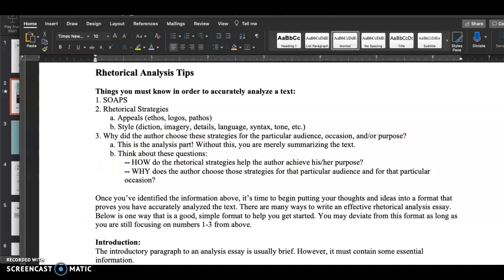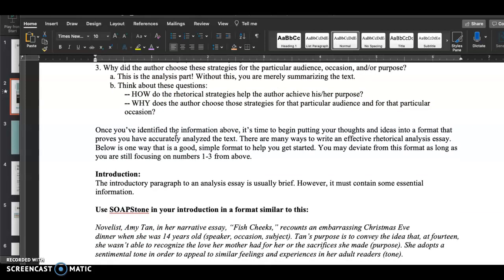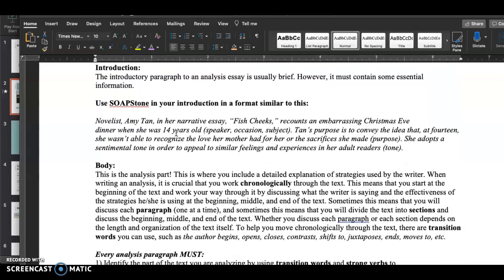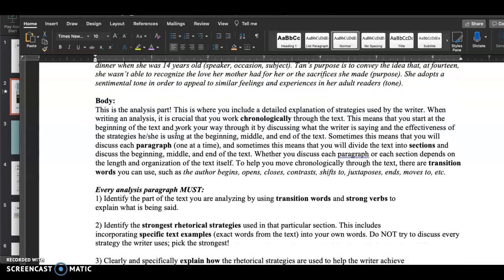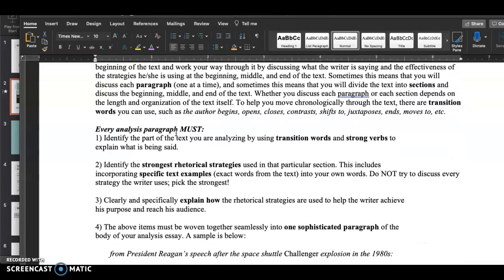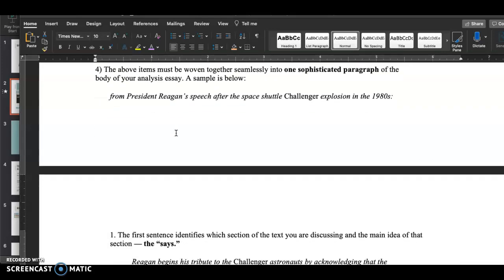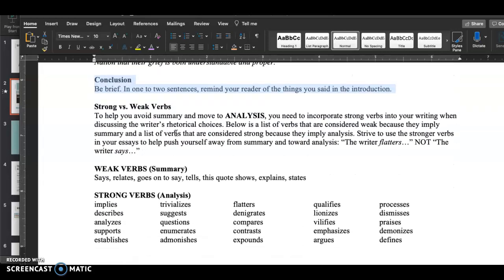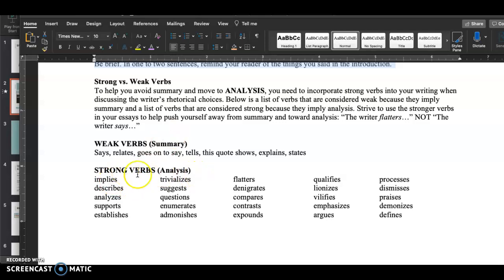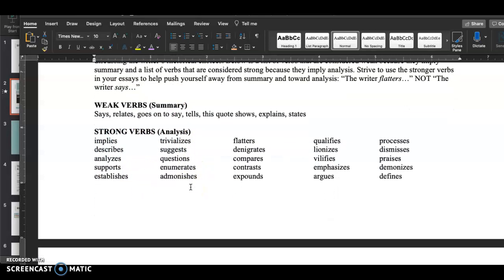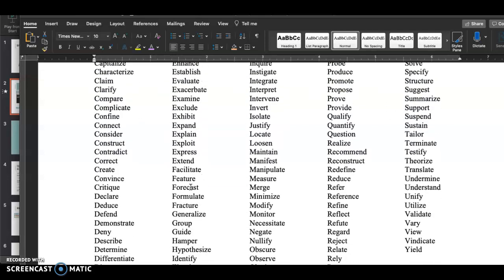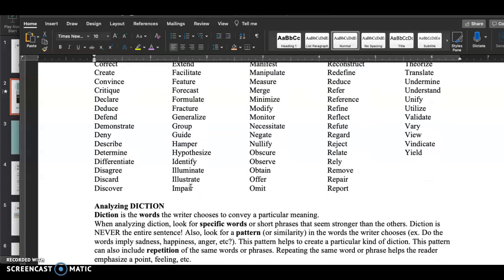And this is the rhetorical analysis tip sheet. It just goes over basically what I'm going to go over in this PowerPoint, but it has some more detail and some more explanation in written form. So you can also see that here at the bottom, this is not in the PowerPoint, it adds some strong verbs that you could possibly use in your analysis. So this is a great resource for you all as you're writing.